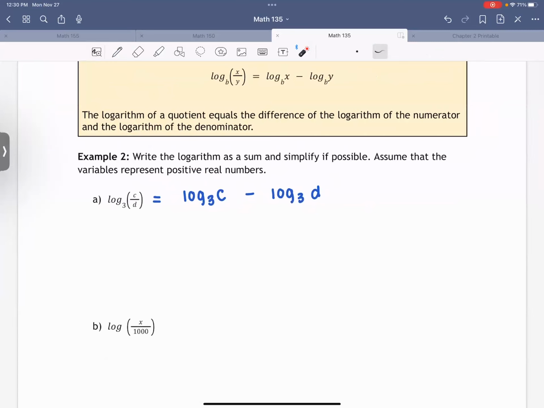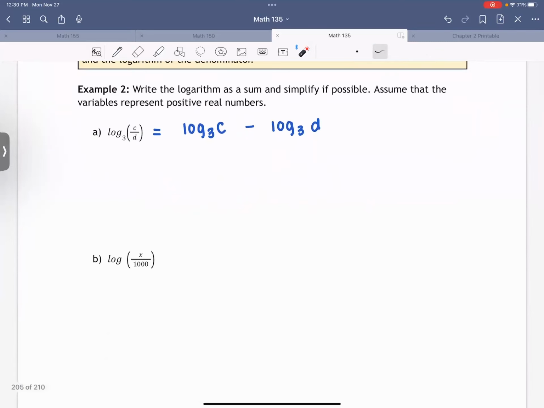Okay. I'm going to give you like 30 seconds to try part B. I will say that there is something that you can simplify after you expand. So you can get a real whole number out of this if you really want to. And we'll come back in like 30 seconds.